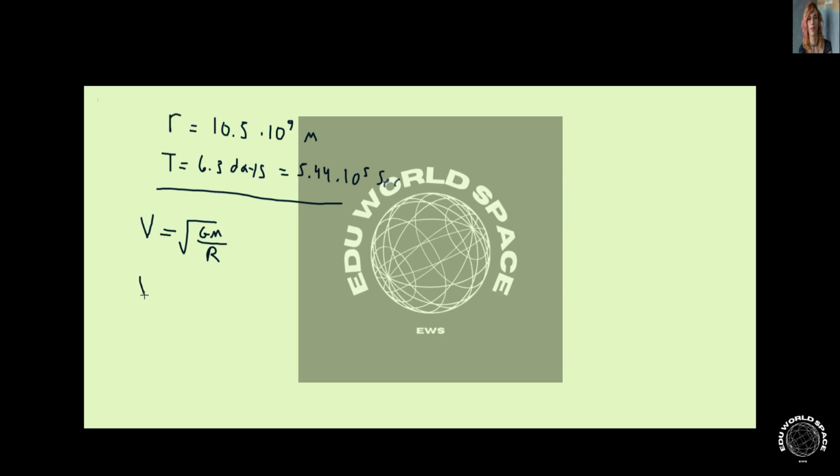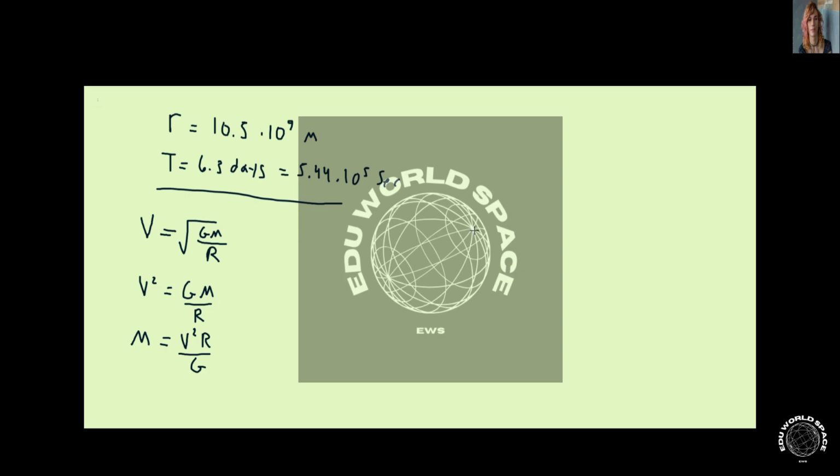So we square both sides of the equation. V squared equals GM over r. And then we get M by itself as v squared r over G. So we know r, but we don't know v. But given that they've given us r and the period, we should be able to find it.